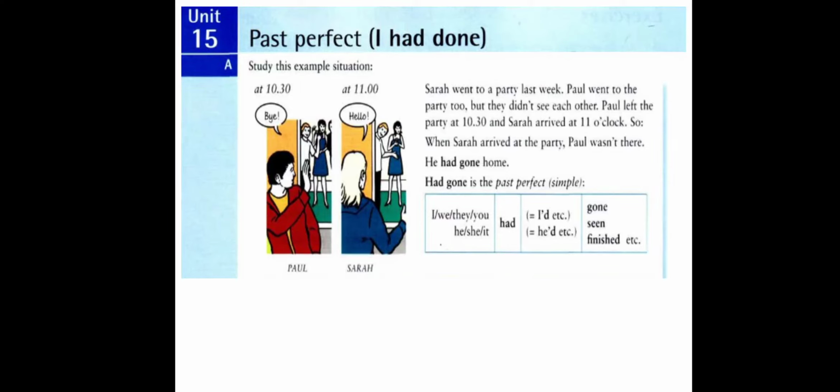Welcome to English Grammar 1, Unit 15. Past Perfect. Past Perfect is a verb formed of had plus past participle.